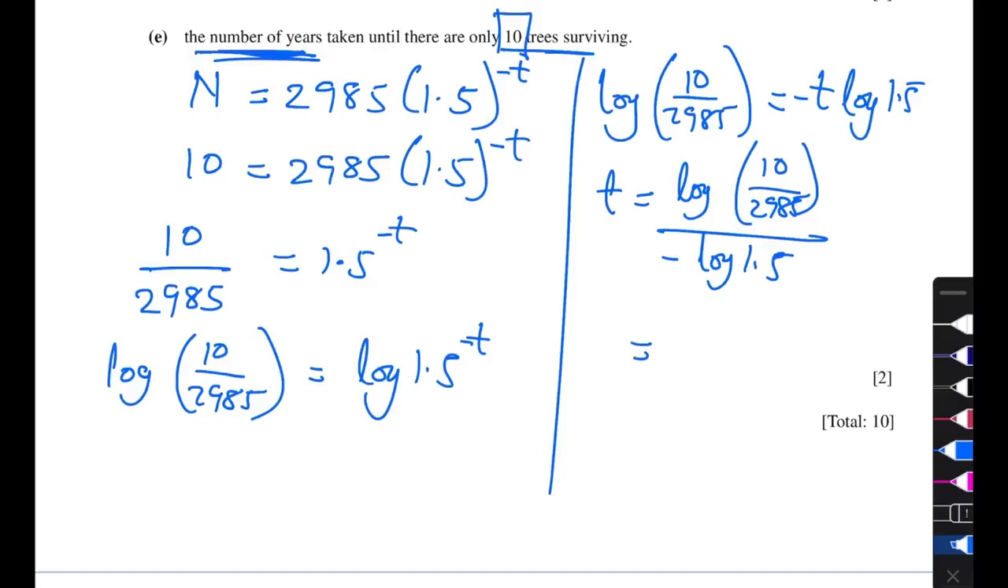So log of 10 over 2985, and then negative log 1.5, and the calculator tells me that you get 14.05. I can leave it in this form since it's actually years, or I can just say approximately I'm looking at 14 years. All right, and then we are done.